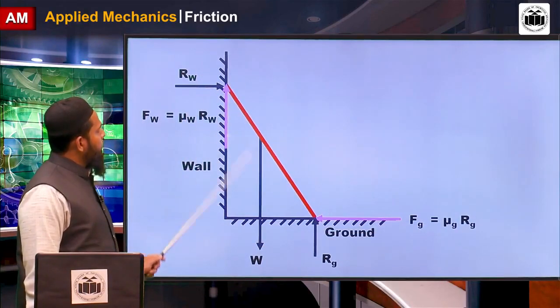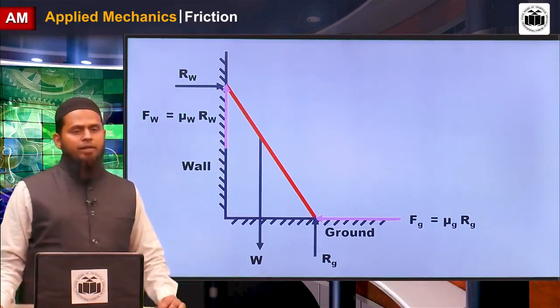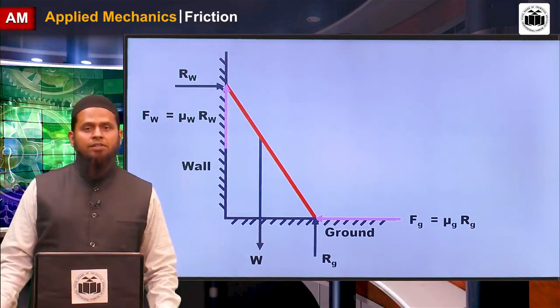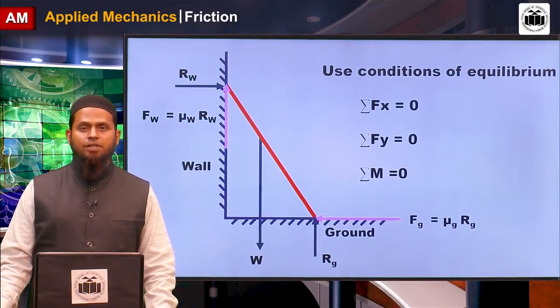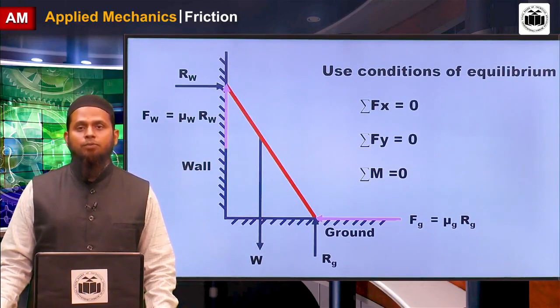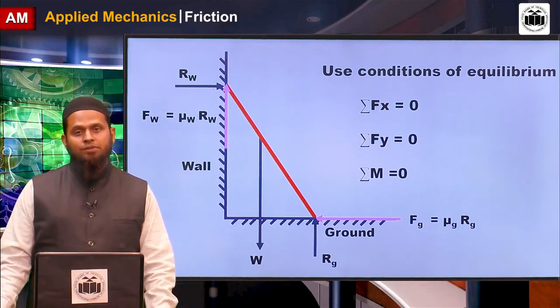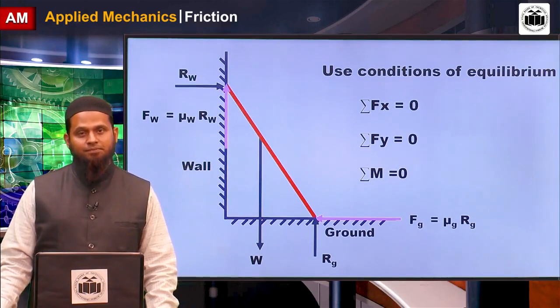To solve the two unknowns, two conditions of equilibrium are required, but they are not concurrent to each other. For these types of problems, three conditions of equilibrium are used. First, summation Fx is equal to 0, summation Fy is equal to 0, and summation of moment is equal to 0. I hope you have understood this. Yes, sir. Thank you.